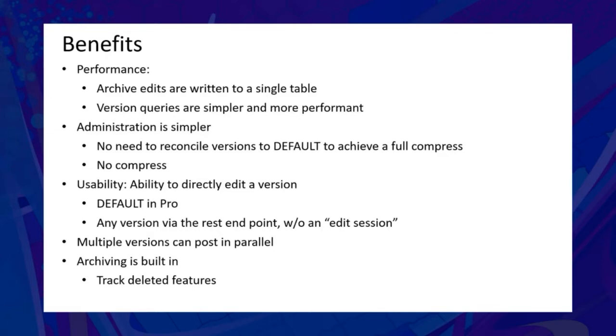With branch versioning, we have the ability to directly edit default version in Pro or any version via the REST endpoint without an edit session. Since there is no exclusive lock on the default version, multiple versions can post in parallel. When you enable branch versioning on a dataset, archiving is enabled without requiring an additional step. Enhanced editor tracking capabilities allow you to also track users who delete features within a version.